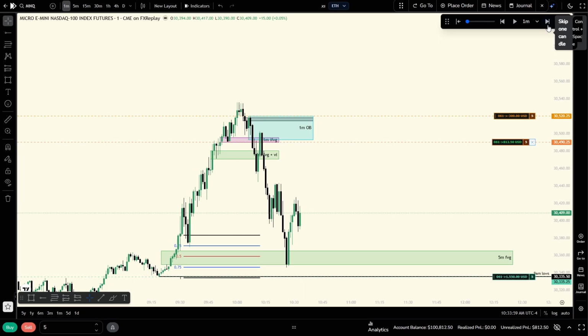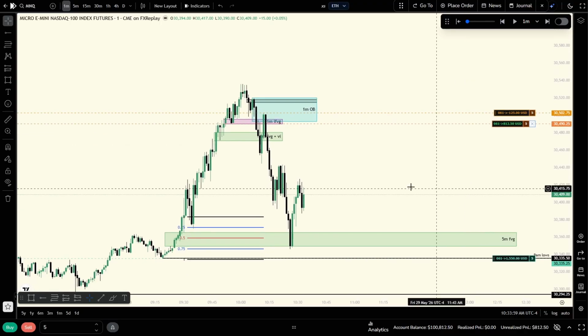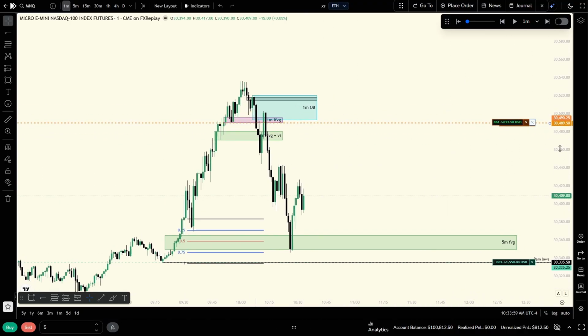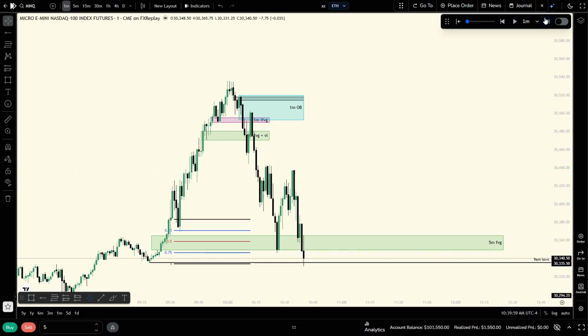Boom. And it would probably have been about here, within this area, that I would have moved to break even. Or at least when we got here, stop loss over here. And at this point, I would have moved to break even. Easy.